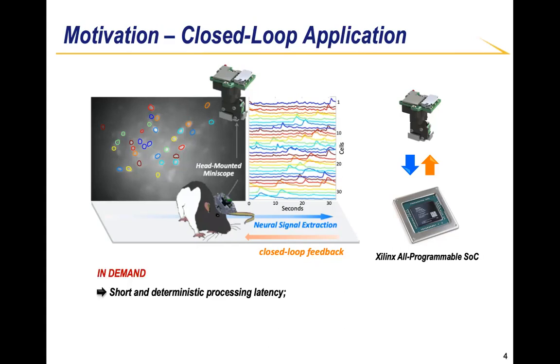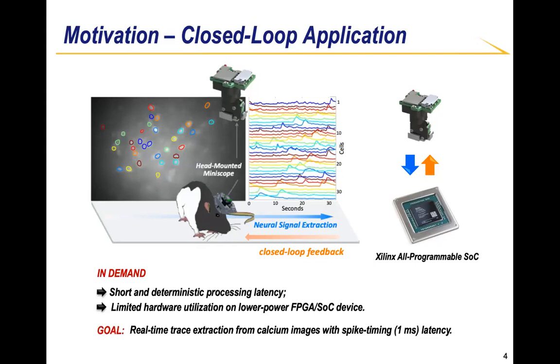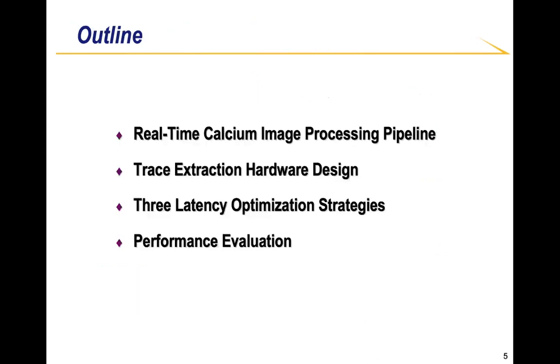First, the design needs to achieve short and deterministic latency on the calcium image processing in order to realize the closed-loop feedback. Second, we have to make our algorithm hardware design efficient, given the limited resources on the FPGA device. In summary, our goal is to realize real-time trace extraction from calcium images for large field of view miniscope within 1 millisecond, which is the time precision of the cell firing.